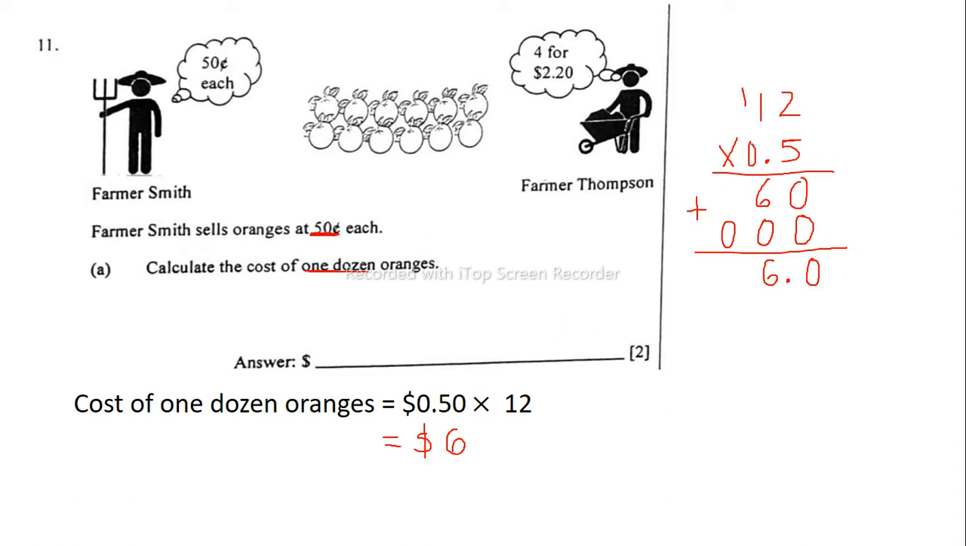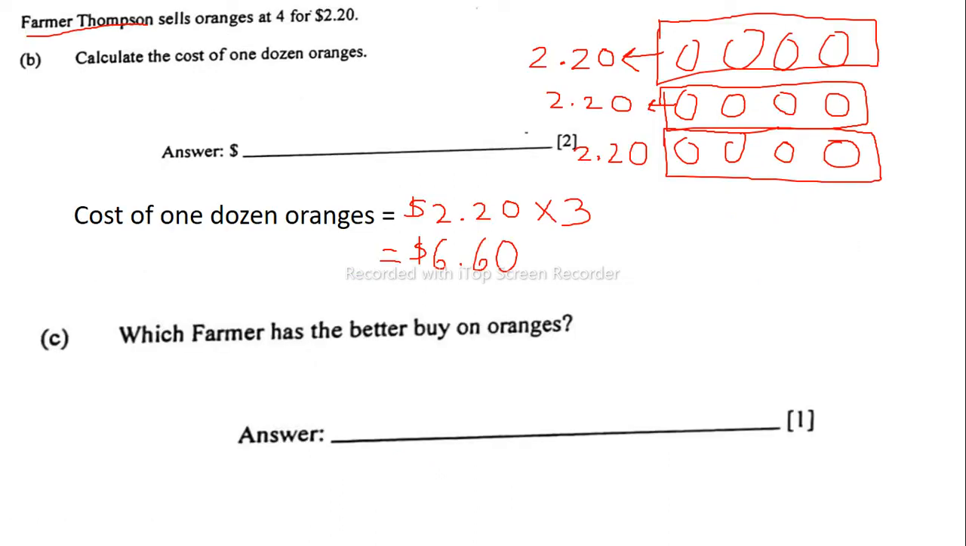So in this case, the same amount was 12, and when we did that, we were able to correctly say that Farmer Smith actually has the better buy. So remember, for better buy questions, make sure that we're dealing with the same amount of the item. Is that clear? Yes, sir. Alright, good. Farmer Smith.